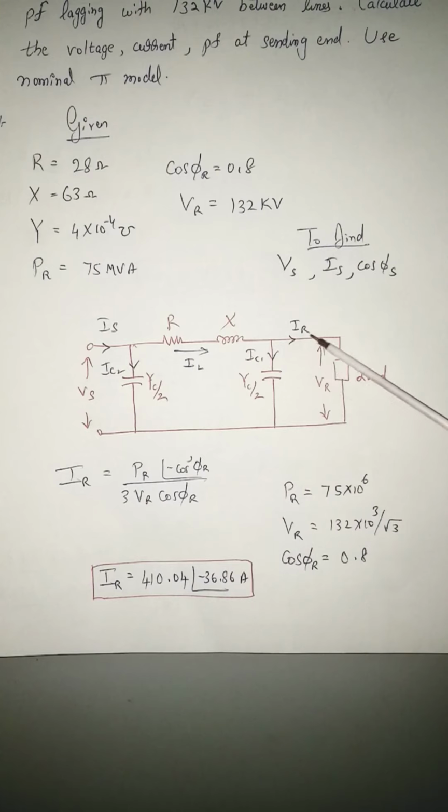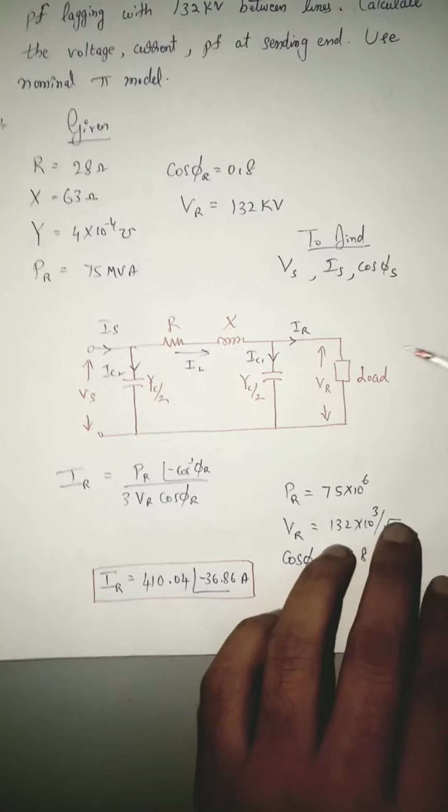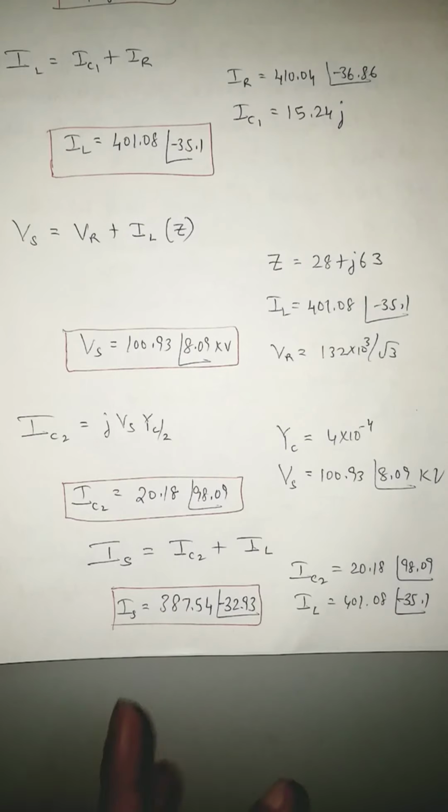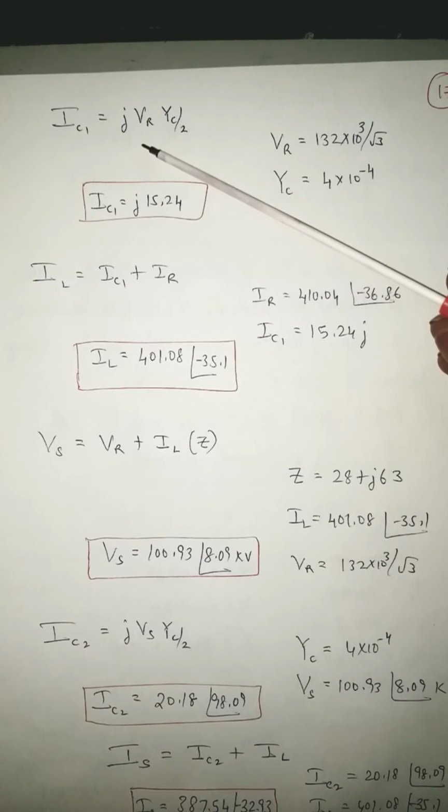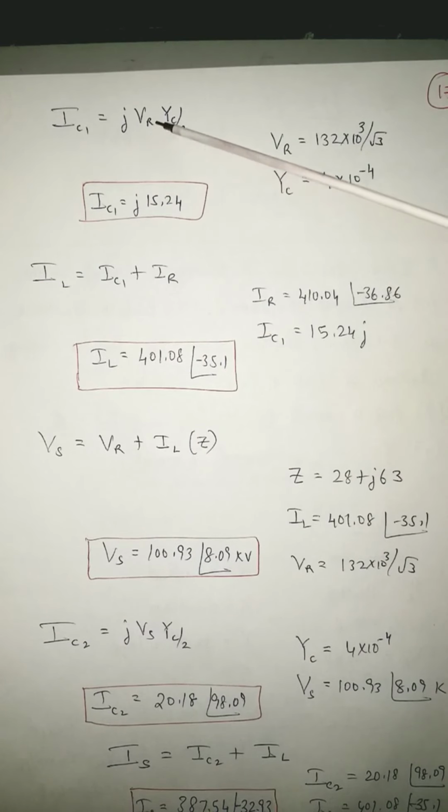First I will be calculating IR here. You know the formula, PR by 3VR cos phi r, at angle minus cos inverse phi r. PR is given, VR is converted into phase voltage, cos phi r is 0.8, you will be getting IR. So now I have got IR, I know VR. Next I will be finding IC1, similar to the previous case. IC1 is nothing but the current through the capacitor. Voltage across the capacitor is VR. So JVR YC by 2 will give you IC1. VR is given in the problem, YC is also given. I will be getting IC1.